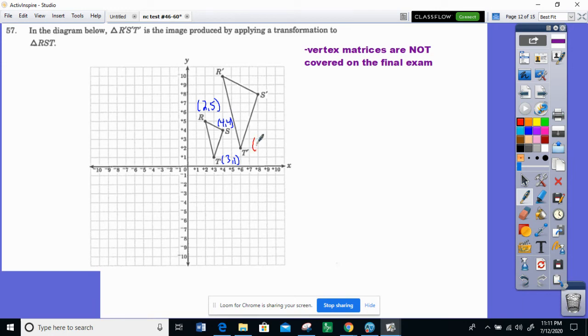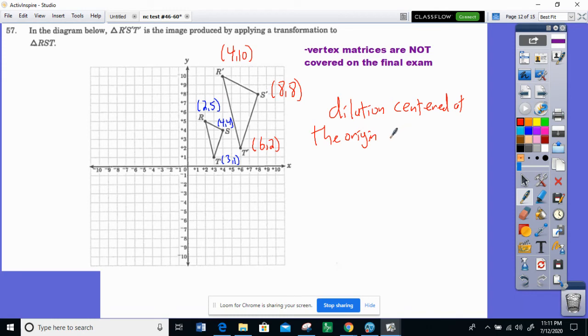So T starts at (3,1) and ends at (6,2). Hey, it looks like those are being doubled. S starts at (4,4) and ends at (8,8). Hey, those are doubled as well, both x and y. R starts at (2,5) and ends at (4,10). So since this is an enlargement, it's a dilation. Since each coordinate is multiplied by the same value, it's centered at the origin. And since that value is 2, it's a dilation centered at the origin with a scale factor of 2.